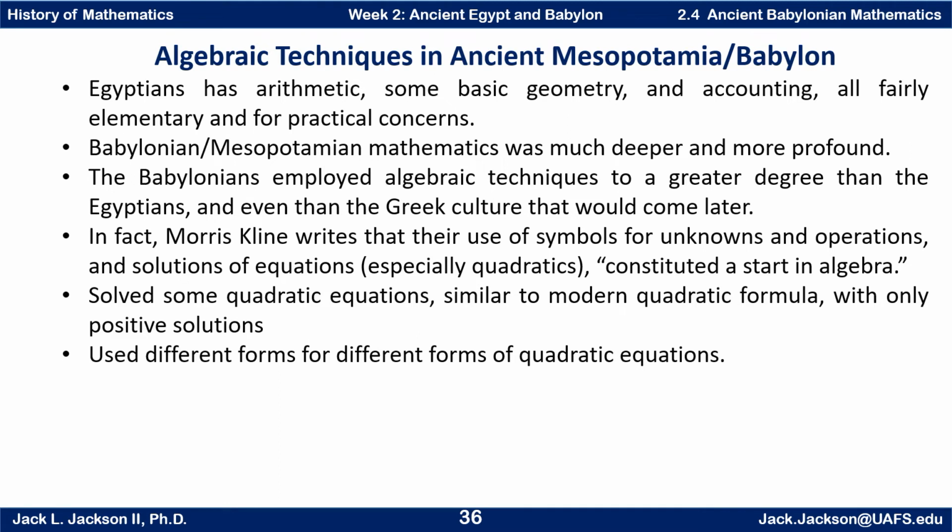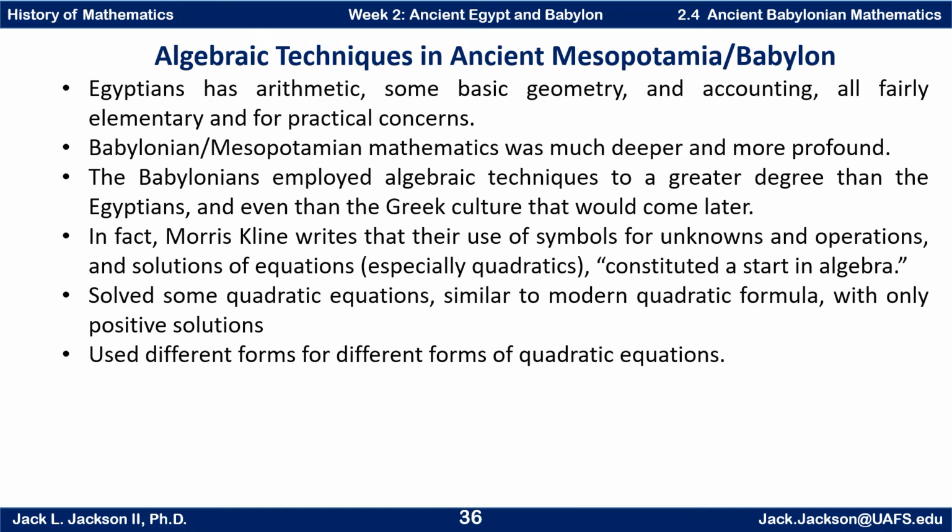Egyptians had arithmetic and some basic geometry and accounting, but they were all fairly elementary and for practical concerns. Babylonian and Mesopotamian mathematics was much deeper and more profound. The Babylonians employed algebraic techniques to a greater degree than the Egyptians, and even more than the Greek culture that would come later, that was much more advanced in other ways. In fact, Morris Kline writes that their use of symbols for unknowns and operations and solutions of equations, especially quadratics, constituted a start in algebra.